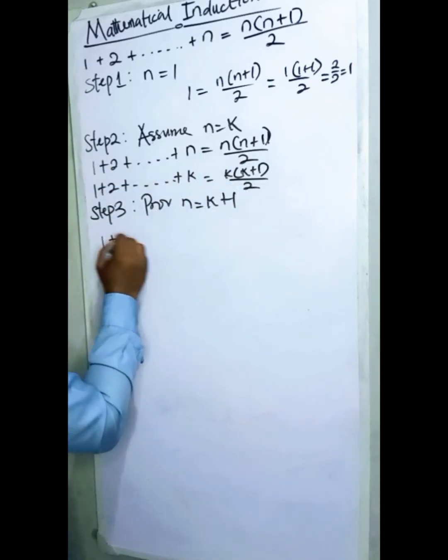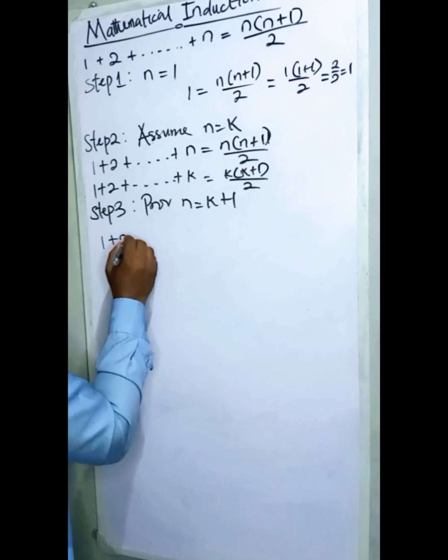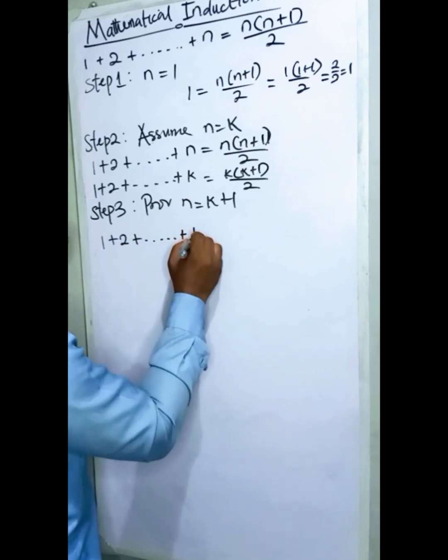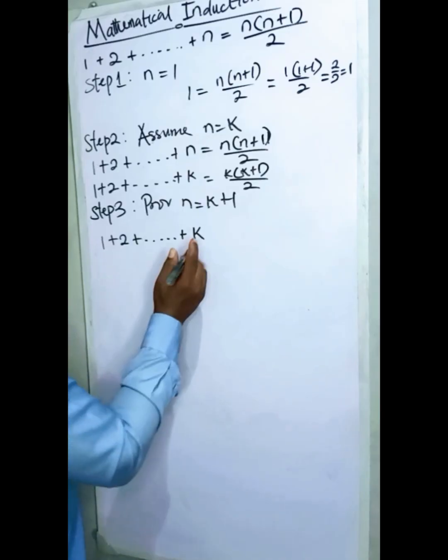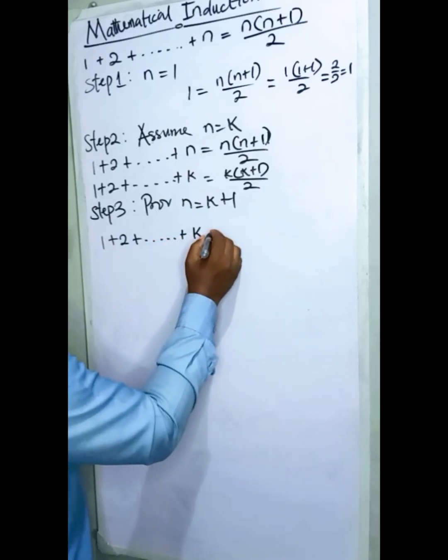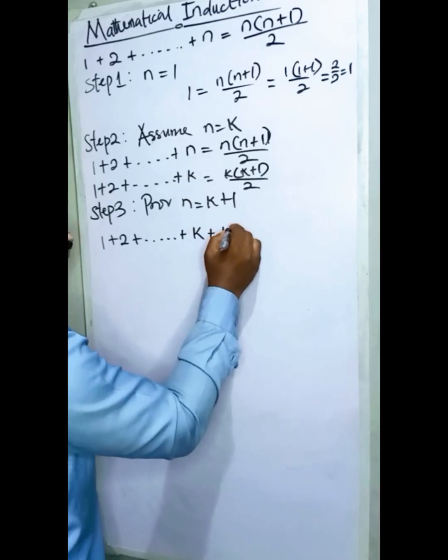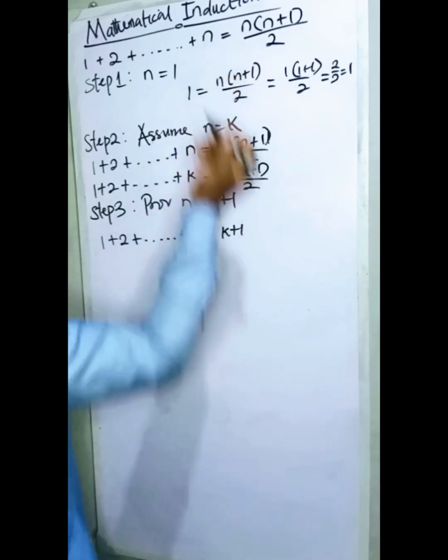Step 3 is dependent on step 2. So plus 2 plus dash dash dash dash plus k. So this is my step 2. Since I'm done with this, I'm going to do the next step, which is adding plus k plus 1, because I'm adding k plus 1 in place of n.